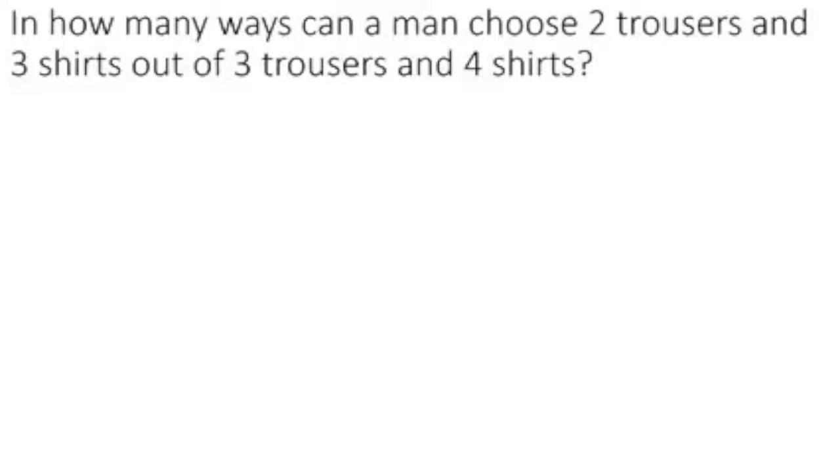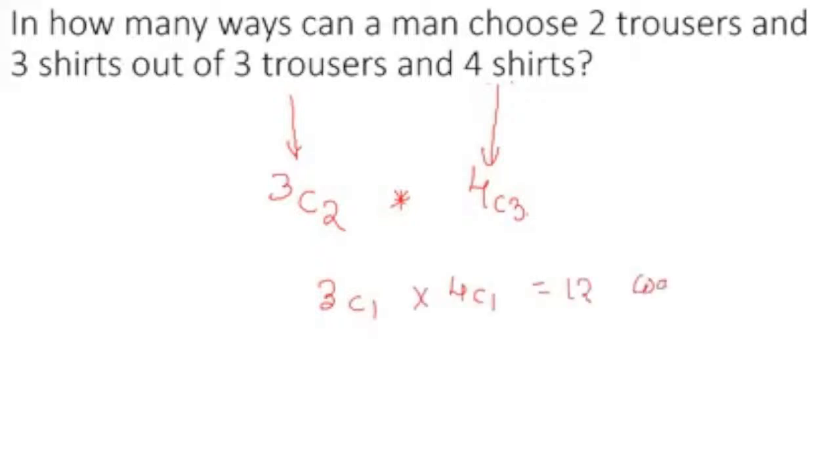In how many ways can a man choose 2 trousers and 3 shirts out of 3 trousers and 4 shirts? I am selecting 2 trousers from the available 3 trousers, so 3C2. From the 4 shirts, I need to pick any 3 shirts, so 4C3. So the final answer is 3C1 into 4C1, so 3 into 4, 12 ways.